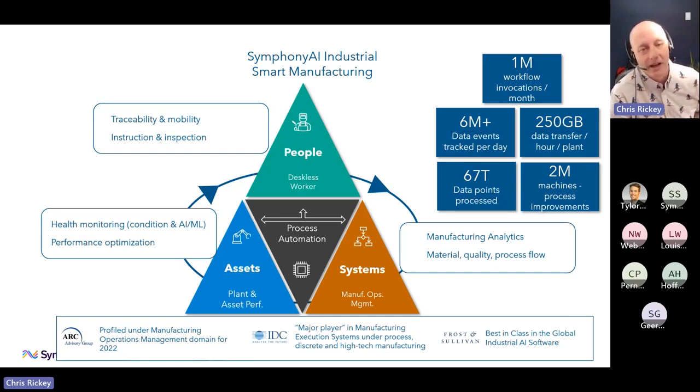There's a couple interesting KPIs on here. We're doing this right now with lots of customers, to the point that we are creating more than 1 million workflows per month. We're tracking over 6 million data points every day. We're collecting just tons and tons of data per hour for some of our plants. So that's the scalability and the throughput that we have, which is pretty incredible. So we can support some pretty large processes.